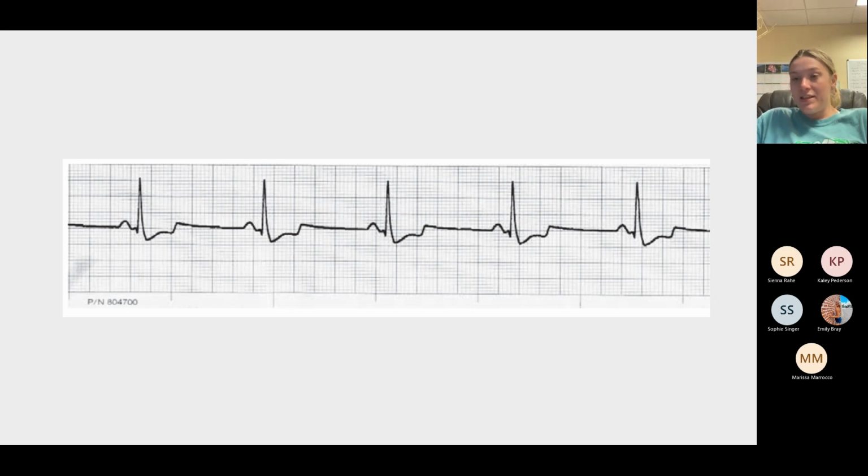Awesome job. So this is sinus bradycardia. If it were heart block, the long space in between would be between the P wave and the QRST complex. But we have P, QRST, dot, dot, dot, dot, dot, P, QRST, dot, dot, dot, dot, dot. So that's how we know that this is sinus brady.